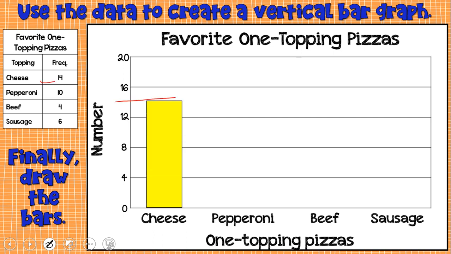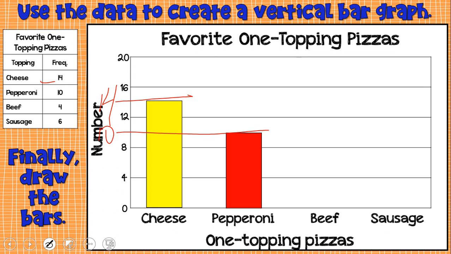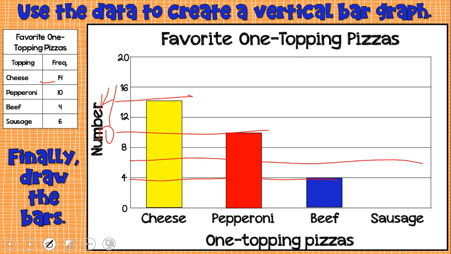So cheese had 14, so remember, that's our inside line. Pepperoni had 10, so that's going to be in between 8 and 12. Okay, beef had 4, so we're just drawing it straight to the line, and sausage had 6, so that's another halfway, okay? And that is our bar graph.